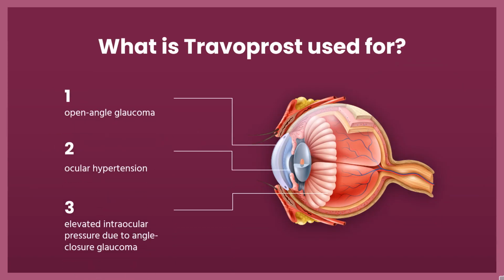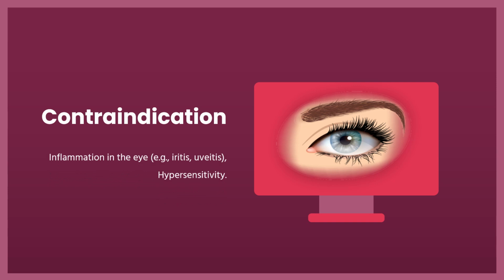What is Travoprost used for? Travoprost ophthalmic solution is indicated for the reduction of elevated intraocular pressure in patients with open-angle glaucoma or ocular hypertension. Travoprost is also currently indicated for the decrease of elevated intraocular pressure in pediatric patients aged 2 months to less than 18 years with ocular hypertension or pediatric glaucoma.